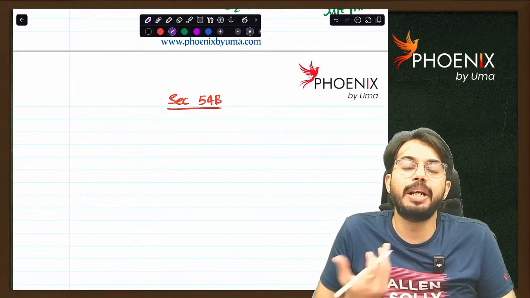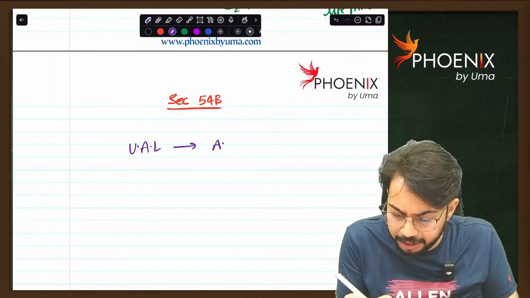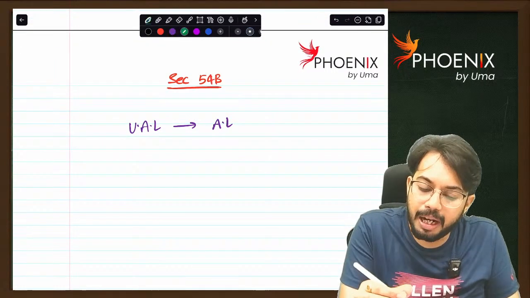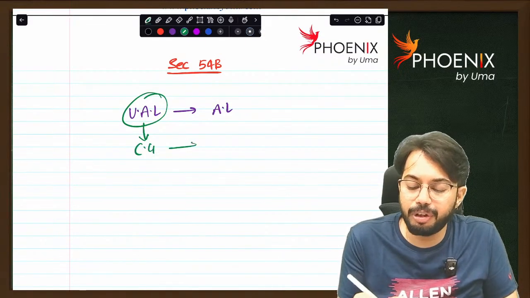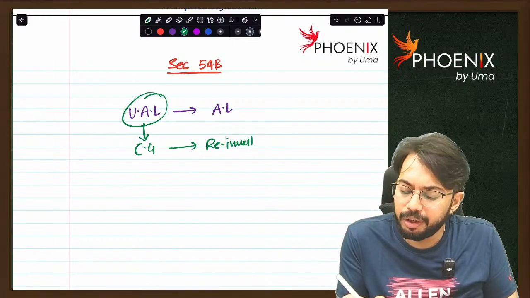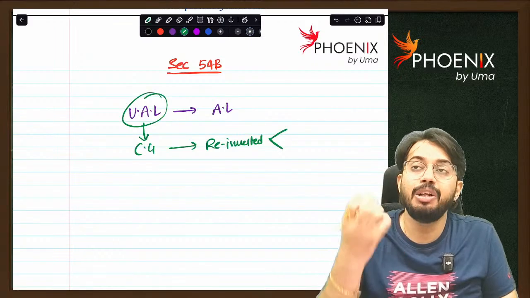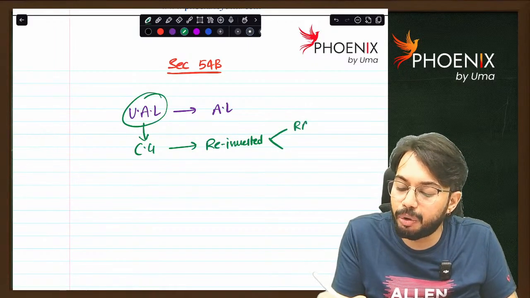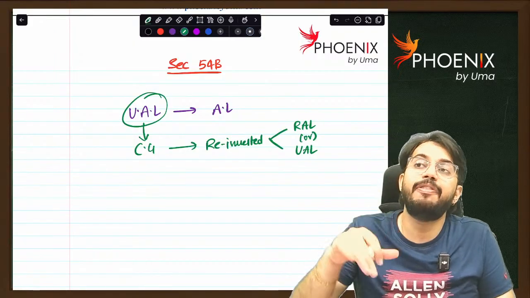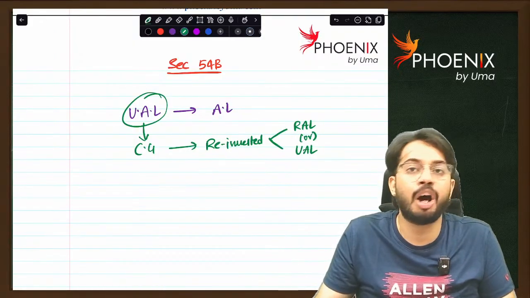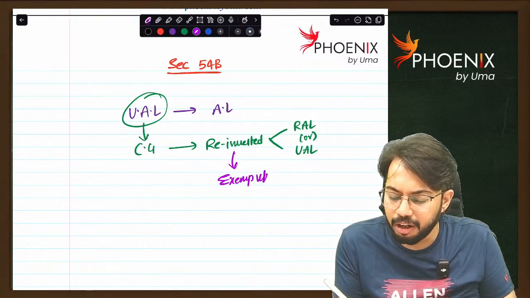Sir, what is the combination under 54B? Agricultural land, urban agricultural land to agricultural land. That means whenever you sell urban agricultural land, on sale of urban agricultural land, capital gains will arise. Now, if those capital gains are reinvested, those capital gains are to be reinvested either in rural agricultural land or in urban agricultural land. Whatever the amount reinvested, that is eligible for exemption under section 54B.